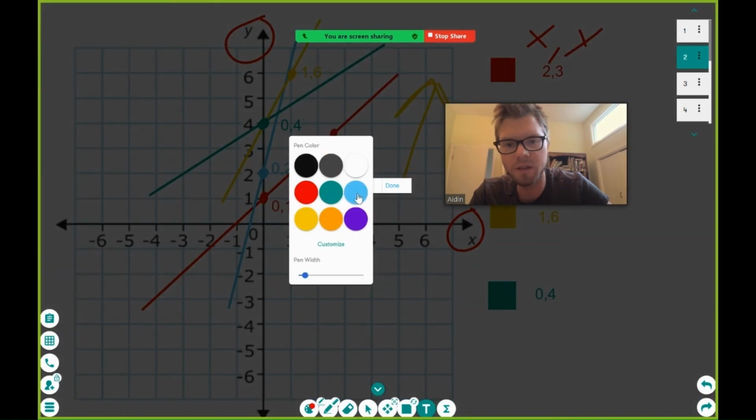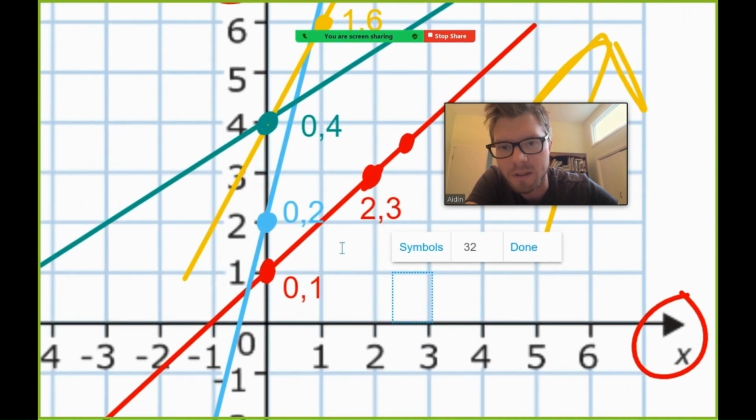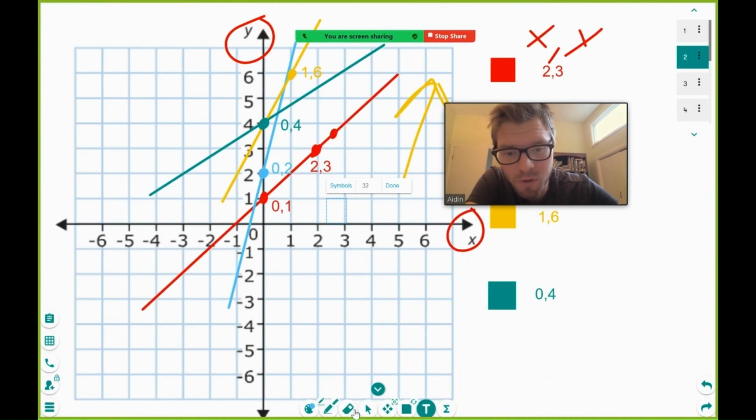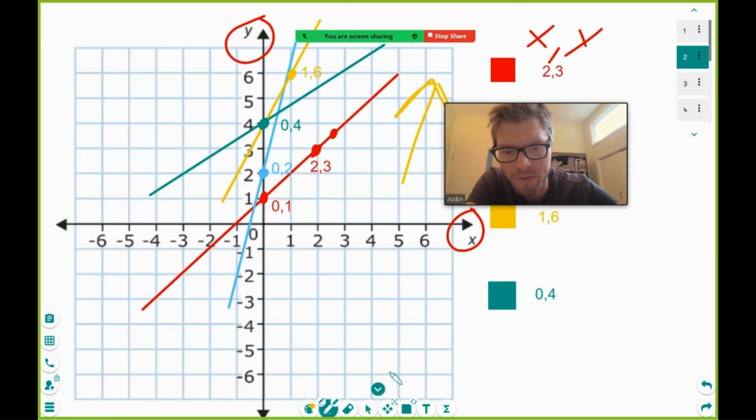Okay, let's do the blue line. Blue line is already done. Look at that. X is 0, y is 2. So what is the y-intercept for the blue line? 2. What is the y-intercept for the red line? It's 1. Okay, this one's also done. Actually, 2 of them are done here. So if we look at the green line and the yellow line, they're both the same y-intercept. So I'll actually put in 0 and 4 there.